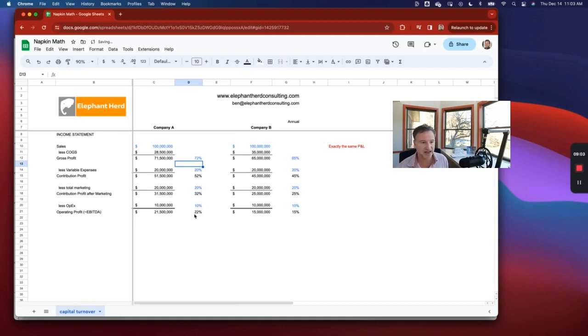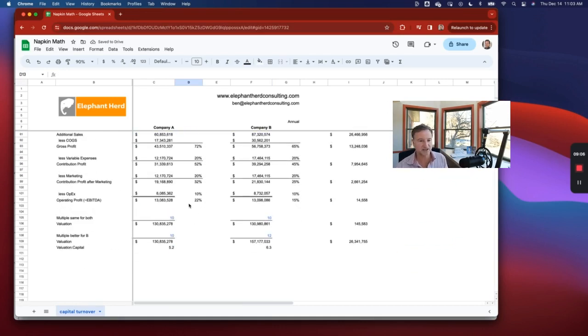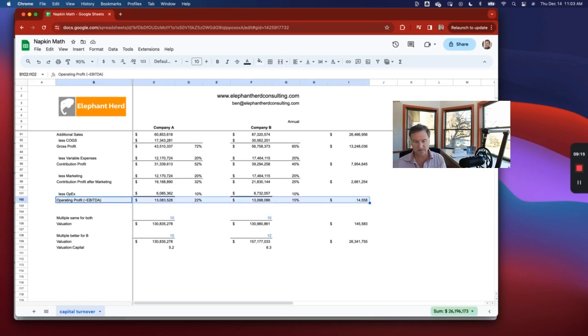So let's just say that A has to go all the way up to a 22% EBITDA margin to get to roughly the same number. So obviously doable, but 7 extra points of EBITDA margin is not easy, right? It's basically improving your EBITDA margin by 50%. So that's a huge difference.